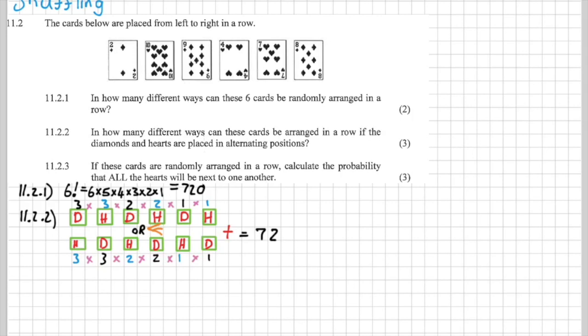When I look at 11.2.3, you'll see there's a word that makes it a bit different. What word in 11.2.3 makes it different from the previous question? You might have spotted it, and the word is probability. So in other words, I can't just give them the number of ways, I've got to give them the probability of this event happening. So let's have a look. They're telling me all the cards are randomly arranged, but now they want the hearts next to one another.